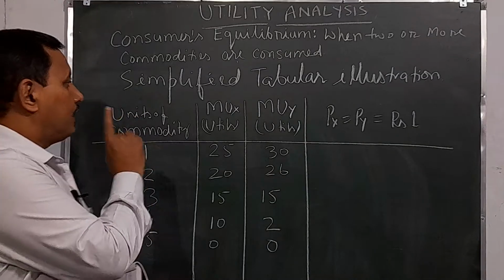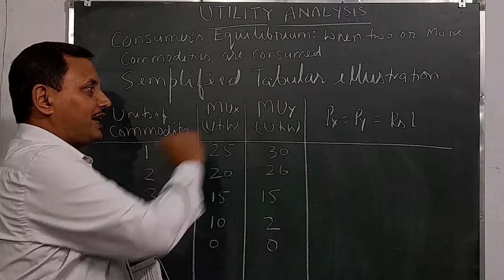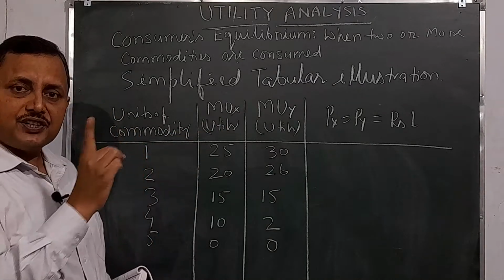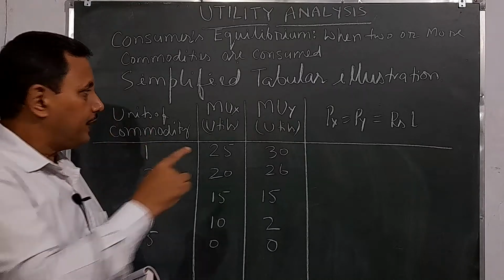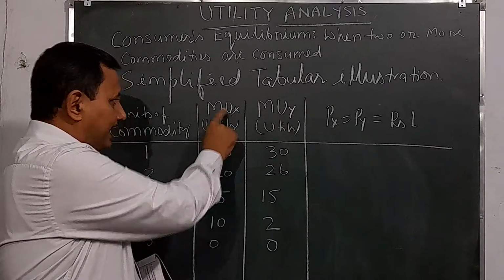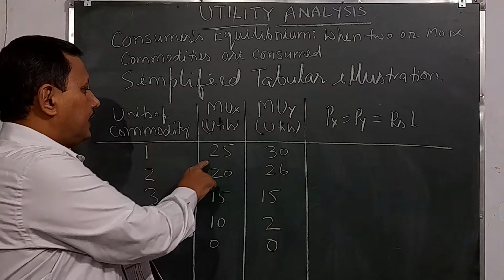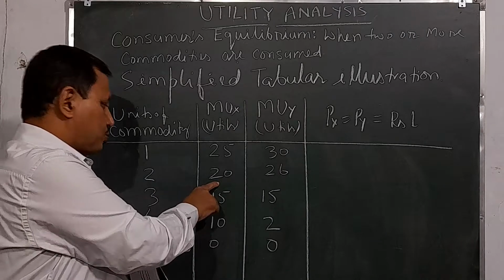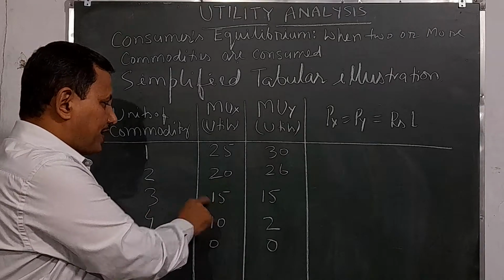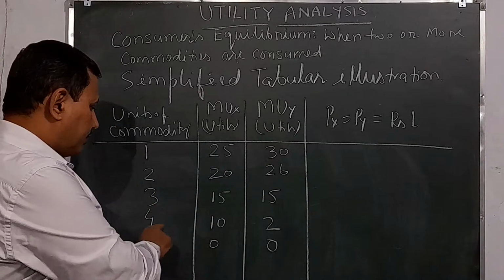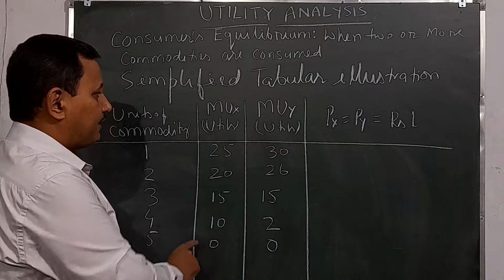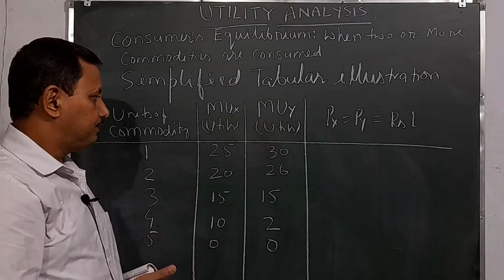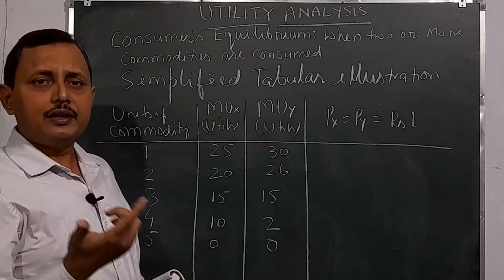So here the marginal utility of the two commodities X and Y has been given, and units of consumption have also been given. For commodity X, in the first unit he is getting a marginal utility of 25. For the second unit his marginal utility is 20. For the third unit his marginal utility is 15. For the fourth, 10. For the fifth, 5. And the utility derived has been written as utils. Utils means utility obtained.